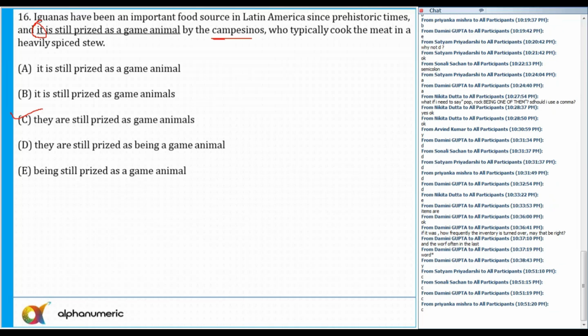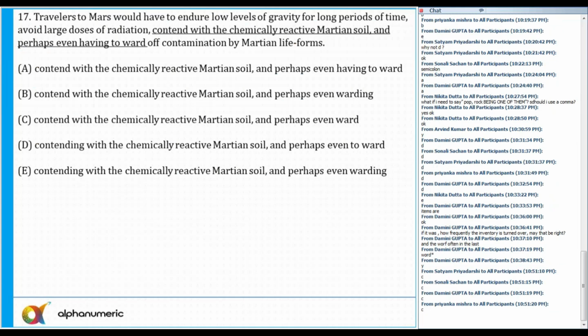Who are the campesinos? It is the campesinos who typically cook the meat in a heavily spiced stew. So in all probability, campesinos are those people who have gone camping. So the answer is C for question number 16. Everybody has marked C. Very good. Number 17, this one also was easy.